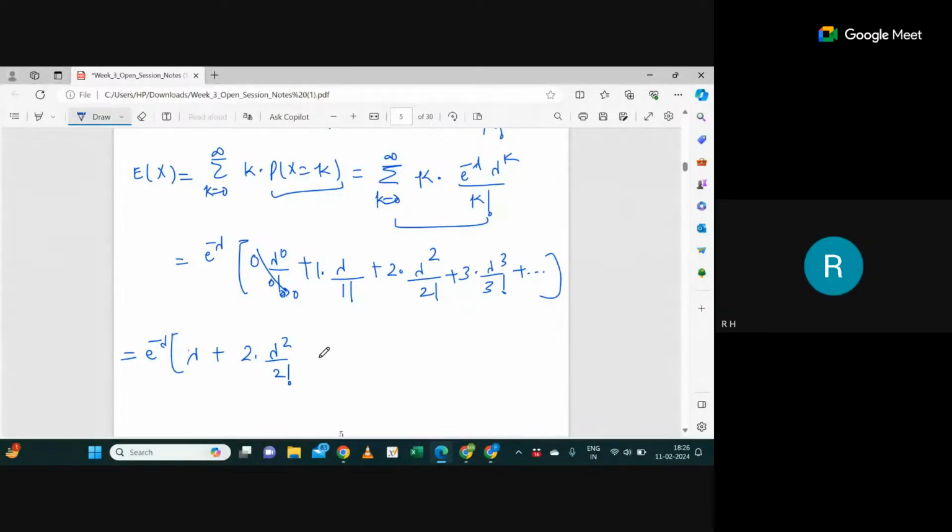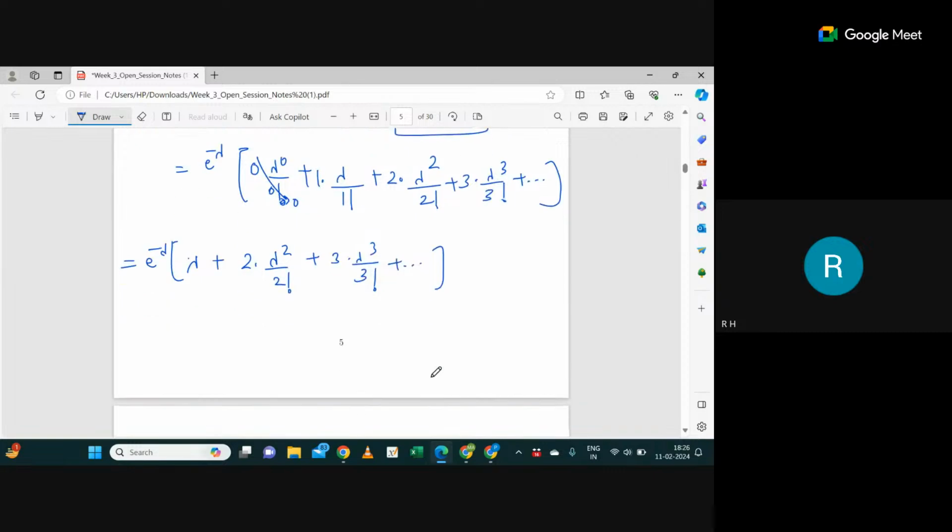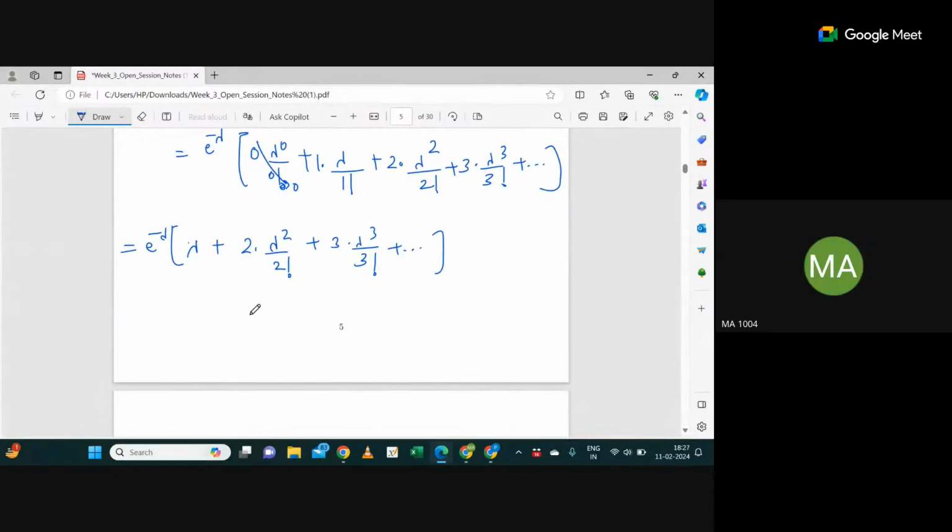Correct, lambda square only. Then 3 into lambda cube by 3 factorial plus so on, right? Now, from here onwards, I can take lambda outside because lambda is common. So I will have 1 plus lambda, because 2 factorial will cancel with 2, right? Plus lambda square upon 2 factorial, and then 3 into lambda square upon 3 factorial, right? Plus 4 into lambda cube divided by 4 factorial, correct?